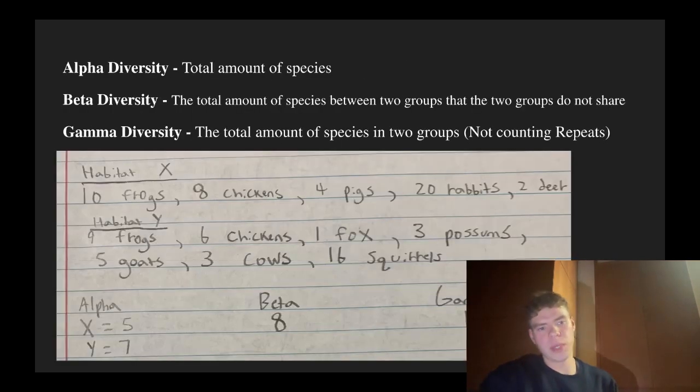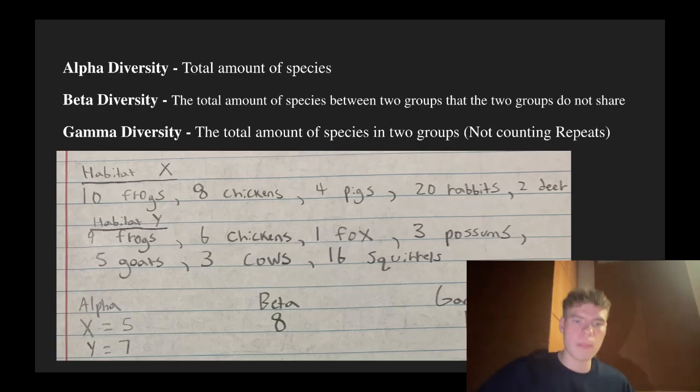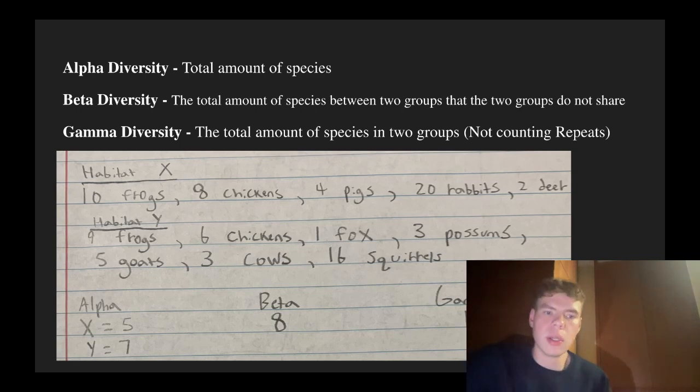And once again, we have alpha, beta, and gamma diversity. This is just something that you're going to have to know for this class if you have to understand it. The alpha diversity in an environment is the total amount of species. So in this piece of paper that I wrote down here, I have habitat X and habitat Y. Habitat X has frogs, chickens, pigs, rabbits, and deer. Habitat Y has frogs, chickens, a fox, possums, goats, cows, and squirrels.